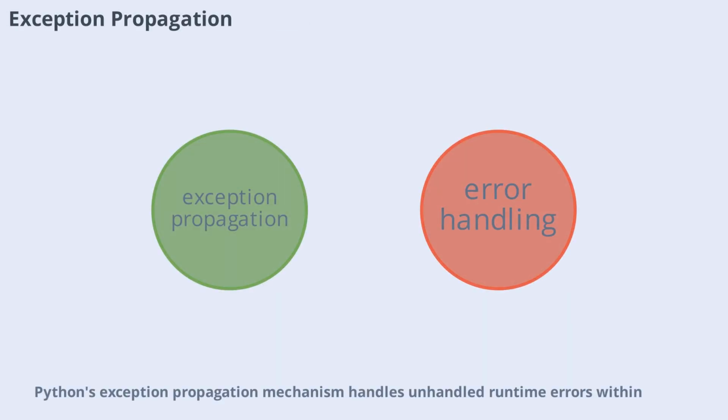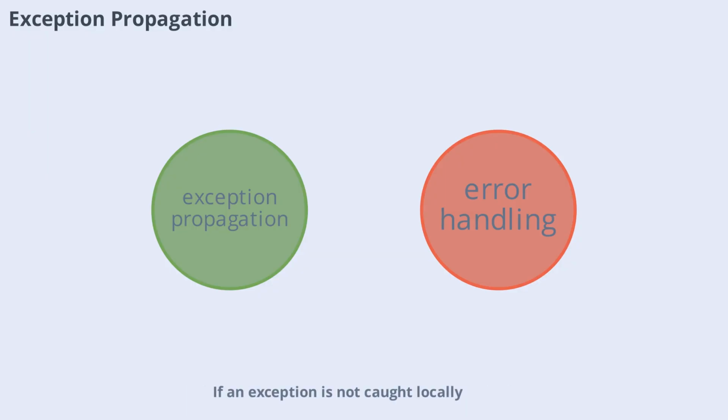Python's exception propagation mechanism handles unhandled runtime errors within nested function calls by traveling up the call stack. If an exception is not caught locally, it moves to the parent environment until a matching except block handles it or the program aborts. In AI pipelines, unhandled exceptions can halt system training runs, making robust error handling essential for reliable operation.